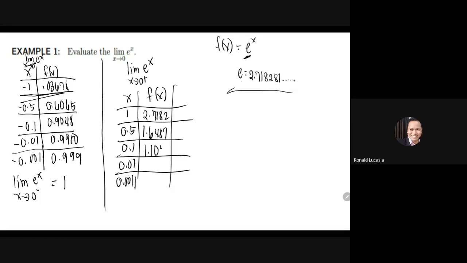When that's 0.01, that's 1.0100. When that is 0.001, that is 1.001. So meaning to say the limit of e raised to the power of x as x approaches 0 from the right is equal to 1. Then therefore, the limit of e raised to the power of x as x approaches 0 is equal to positive 1.